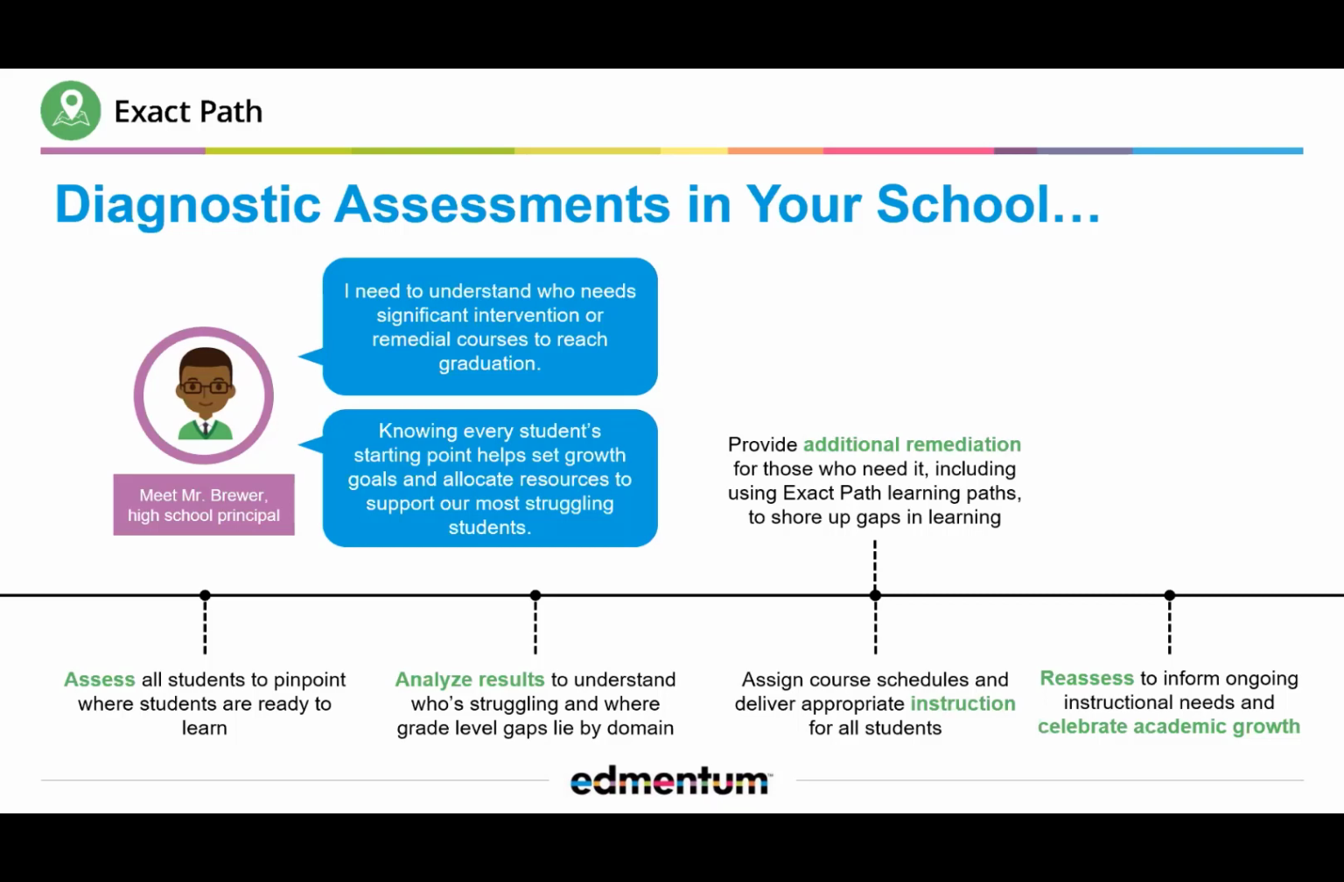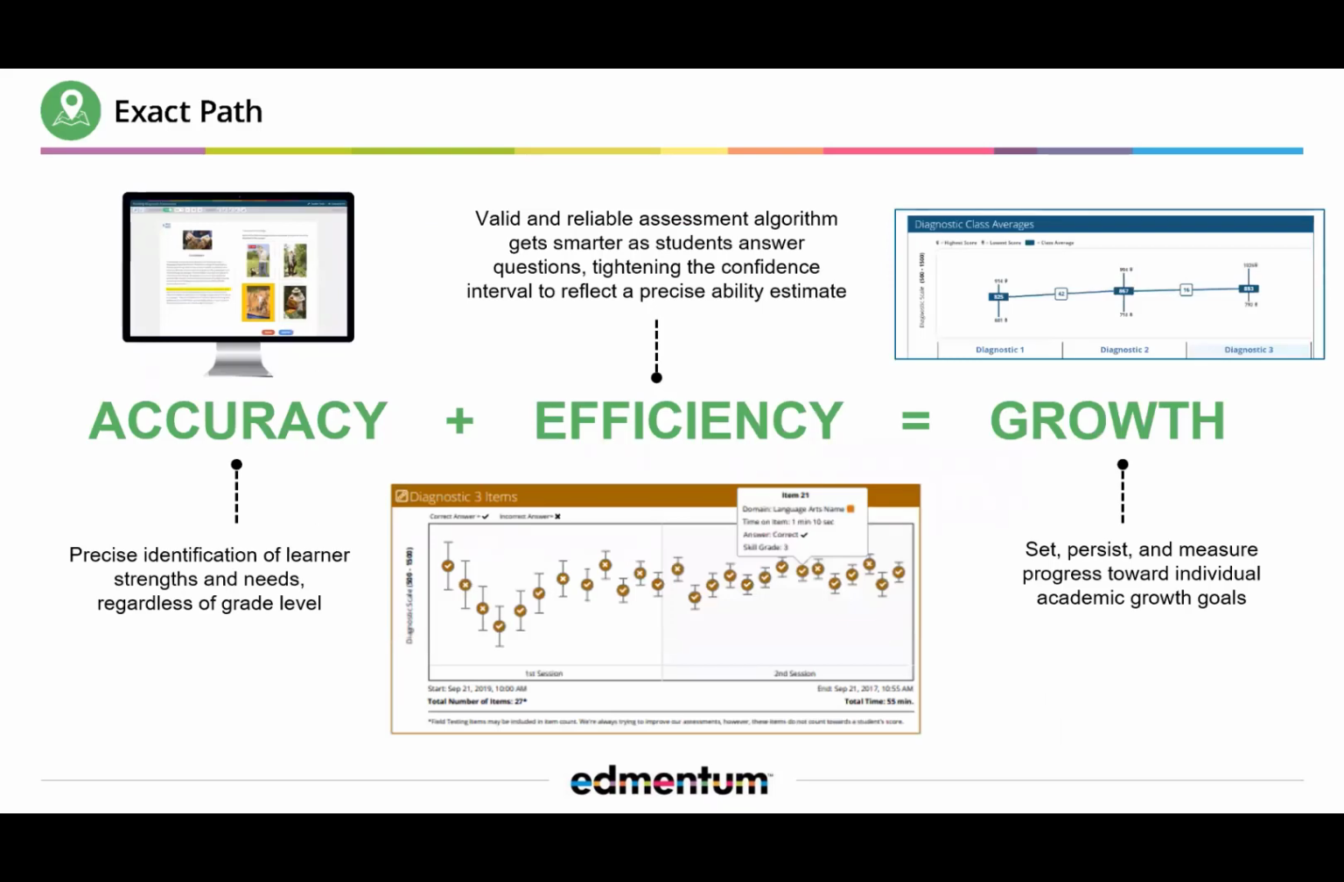Step 1, assess all students to pinpoint where they are ready to learn. Step 2, analyze ExactPath's quickly accessible reports to understand not only students who need to remediate skills, but also those to continue on their accelerated path. Step 3, with the individualized paths, teachers can quickly assign individual or targeted group instruction. And then in step 4, with the diagnostic, teachers can reassess to inform ongoing instructional needs and celebrate that academic growth. It's a very simple equation if we look at the assessment big picture.